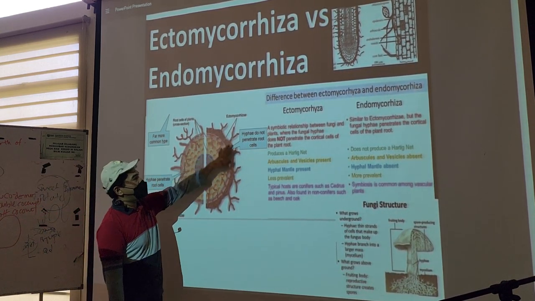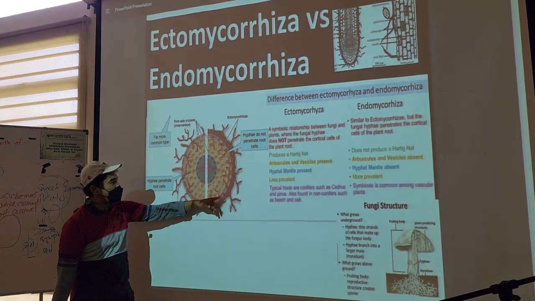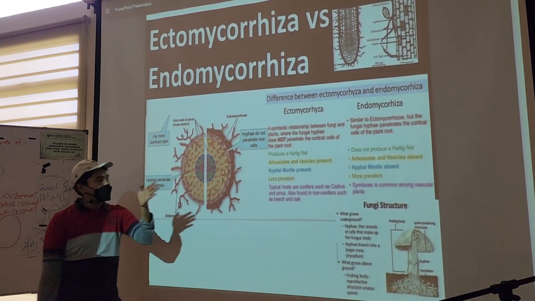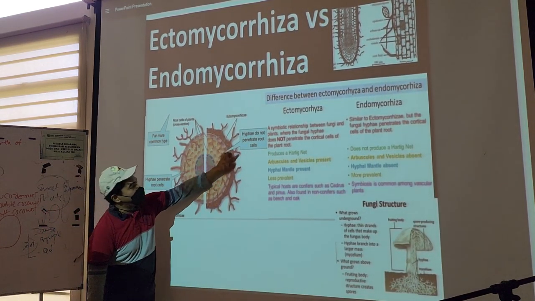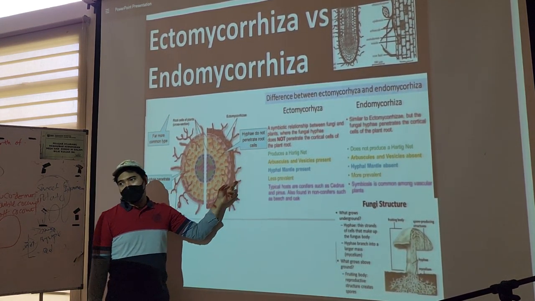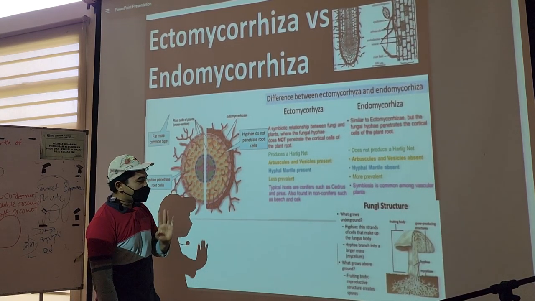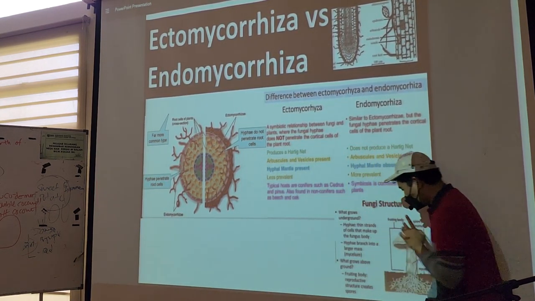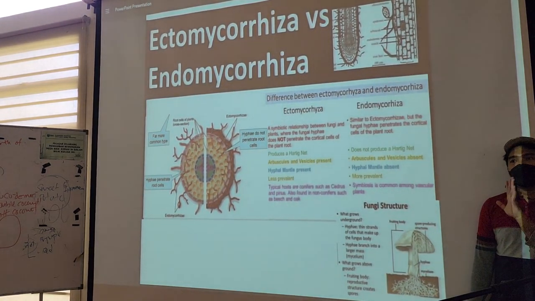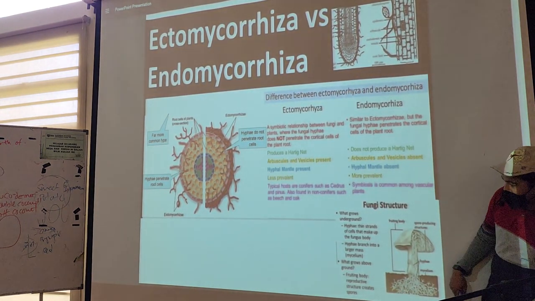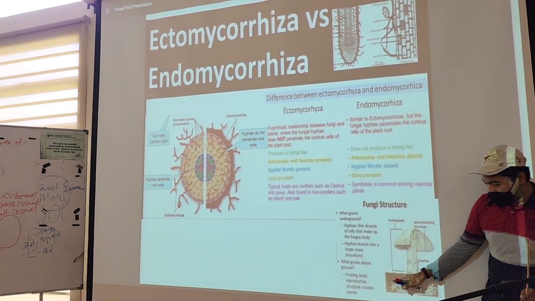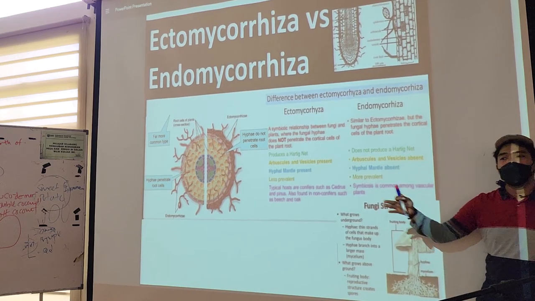Another type is ectomycorrhiza. It's just at the surface and also in between the spaces and crevices between the cells. There's a structure here called Hartig net. Only here you find this thing, Hartig net. If you're not familiar with fungus, the root of the fungus is called hyphae. A collection of hyphae, a network of it, we call mycelium, right?